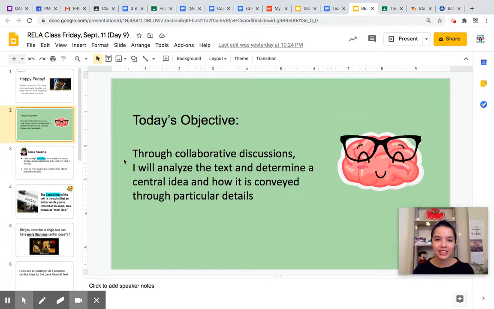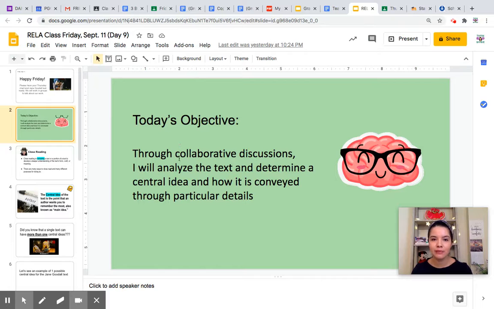So today's objective: through collaborative discussions, I will analyze the text and determine a central idea and how it is conveyed through particular details. Whoa, we have a lot of big words there, right? So let's break these down. Collaborative reminds me of the word collaborate, right? When we work together with someone. So that's pretty much what we're going to be doing.